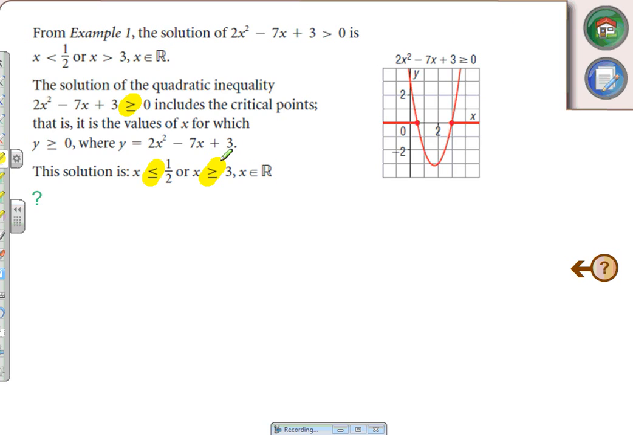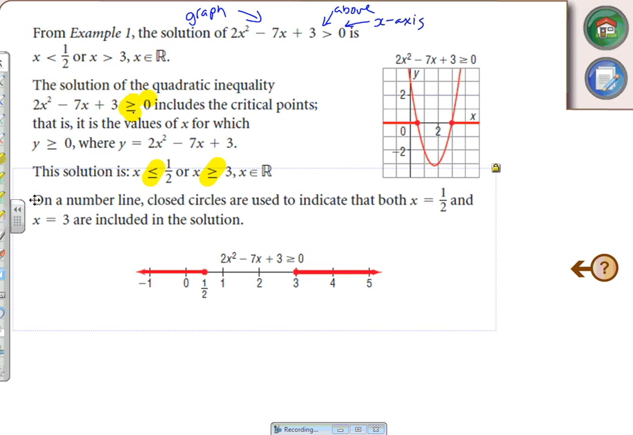Because what we're saying is I want to know where is the graph above or equal to the x-axis? That's really what this says. This one says, where is the graph above, but not equal to, just above, the x-axis. And this one says above or equal to the x-axis. And then when we plot it onto the number line, we also put the equal solid circles.